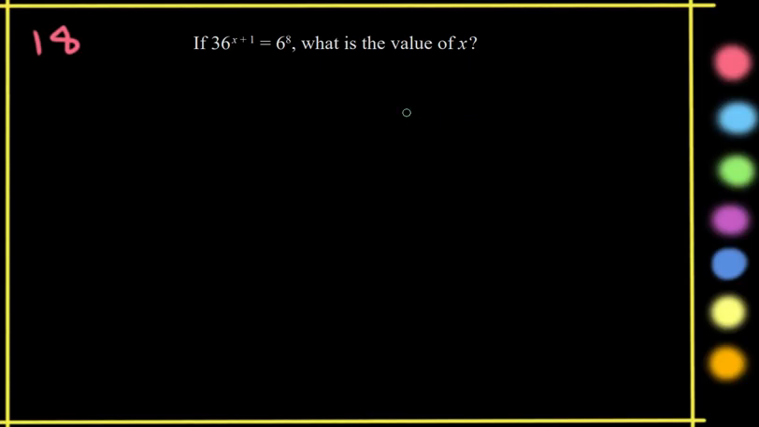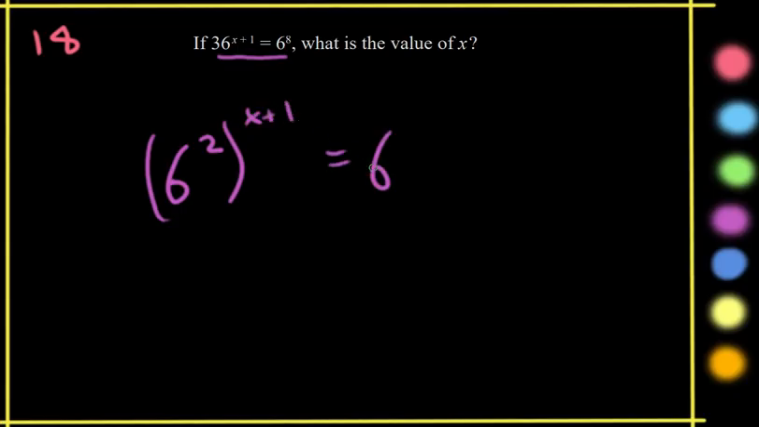Okay, so this one says if 36 to the x plus 1 is equal to 6 to the 8th, then what is the value of x? So basically, 36 is equal to 6 squared. So that means that 6 to the 8th is equal to 36 to the 4th. And you know that because if you take 6 squared to the 4th, it's equal to 6 to the 2 times 4, which is 8.